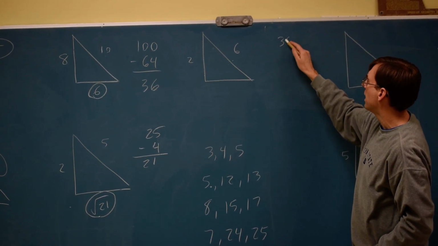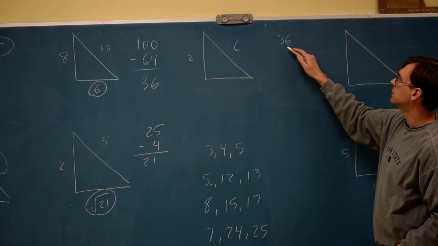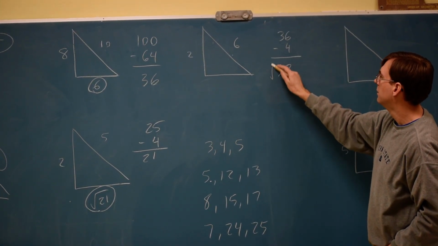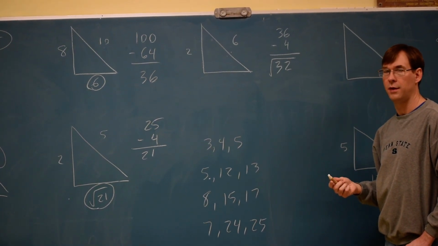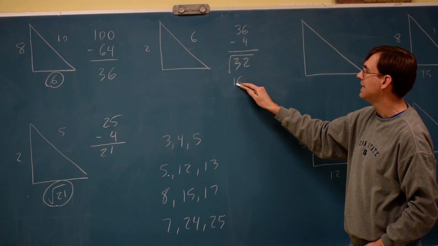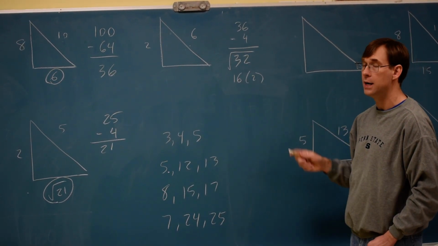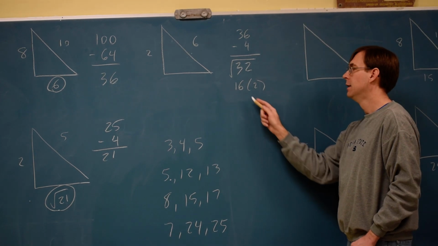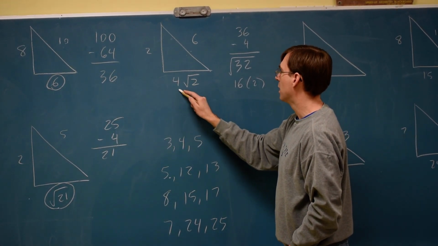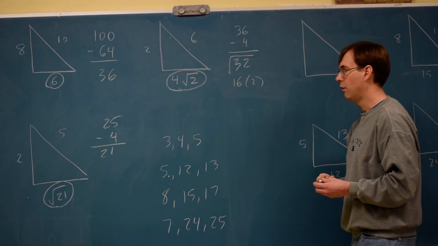So this one we square is 36. We square 2 is 4. We subtract is 32. If you try to root 32, there's not an even way to do the root of 32. But 16 goes into that twice. So 16 can help us. The square root of 16 is 4. And then we've got a square root of 2 hanging out there.